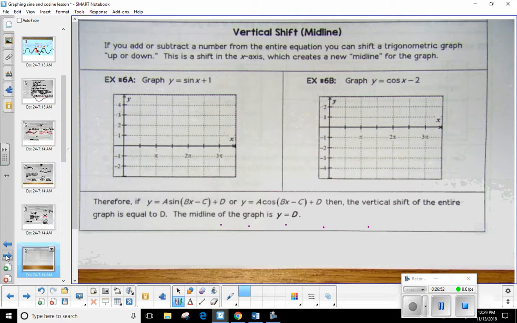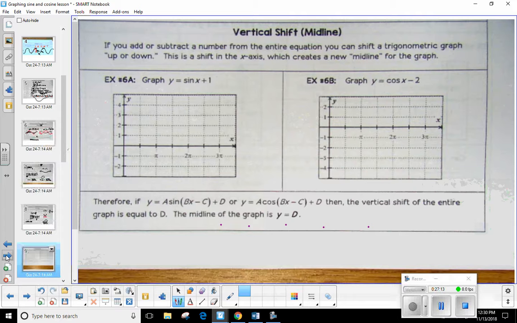Now, let me ask you this right here. Sine of x plus 1, we're talking about the midline. Now, the midline is always the very middle of the graph horizontally. It always starts out to be the x-axis. The only thing that's going to change it is a vertical shift, if it's pushed up or pushed down, right? Now, I'll just go ahead and show it to you right now.